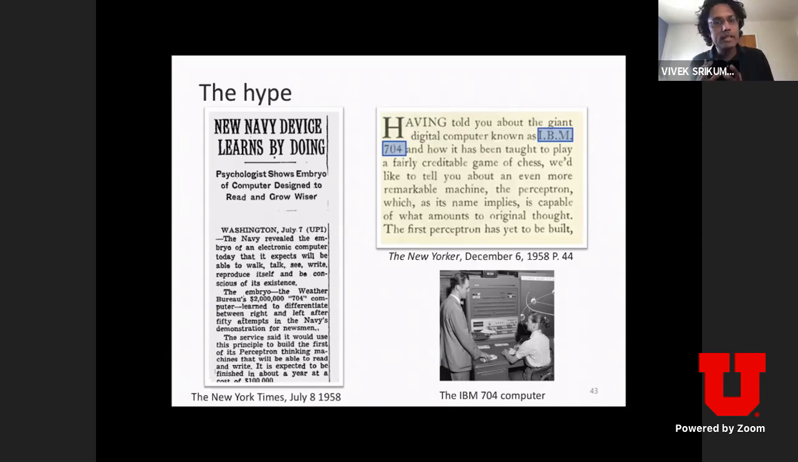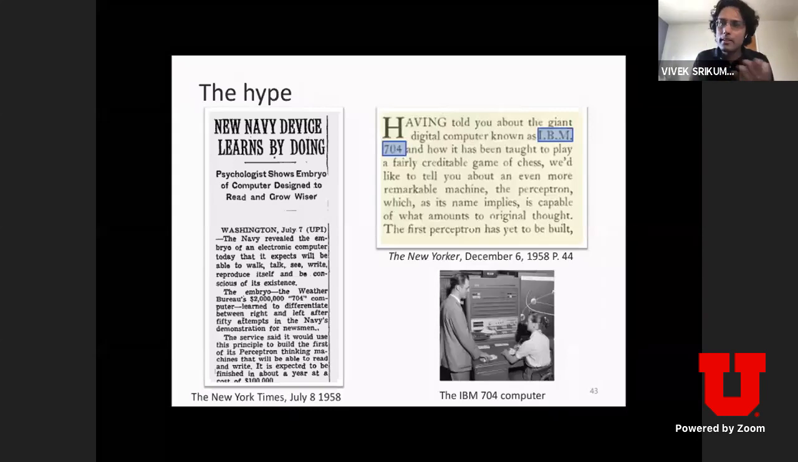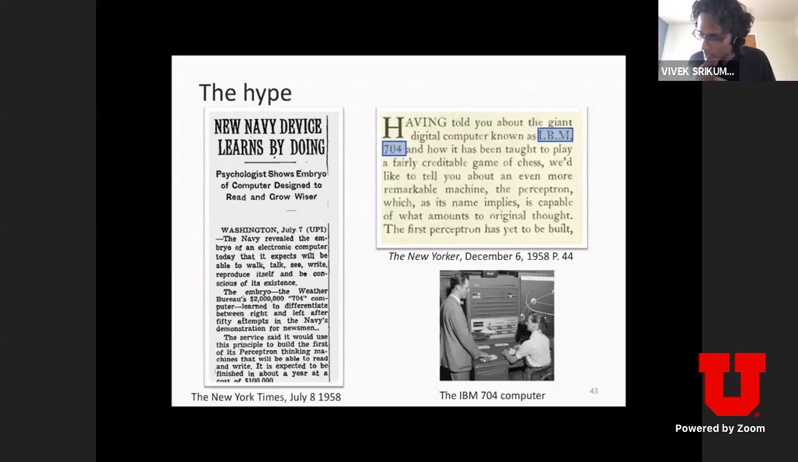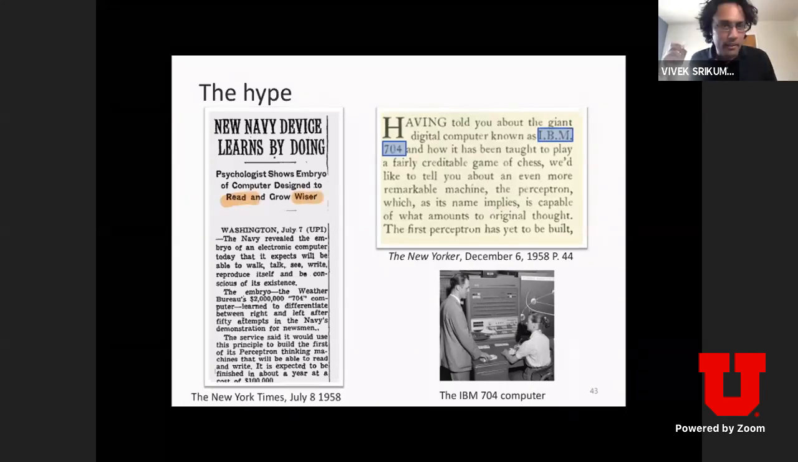And this was a time when there was an incredible amount of hype about the perceptron algorithm, just like there's a lot of hype about AI. And the bad news was basically it didn't live up to the hype. Of course, the perceptron algorithm, the simple algorithm that keeps updating its weights and rotating a hyperplane, did not learn to read or grow wiser. And as a result, it led to what is known as an AI winter.